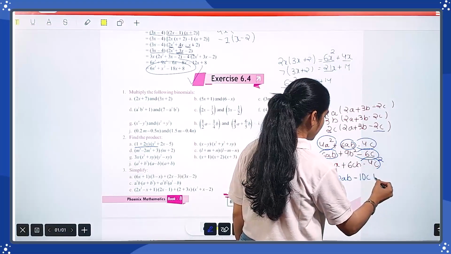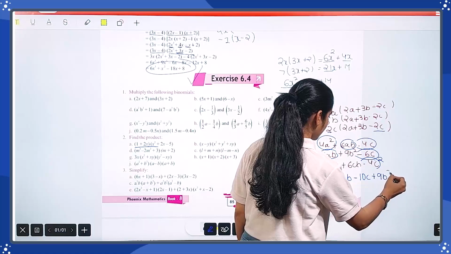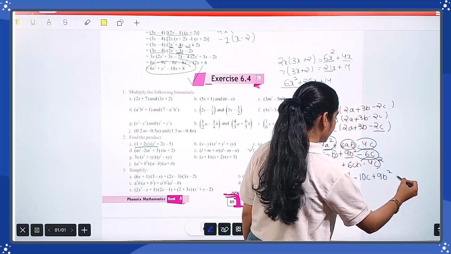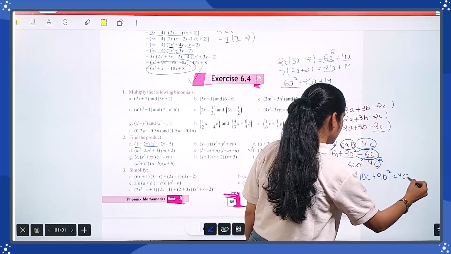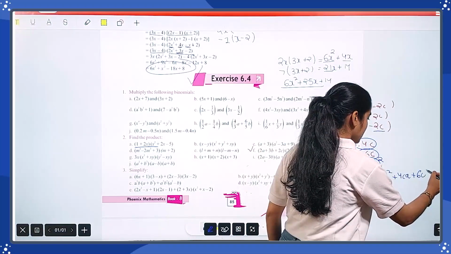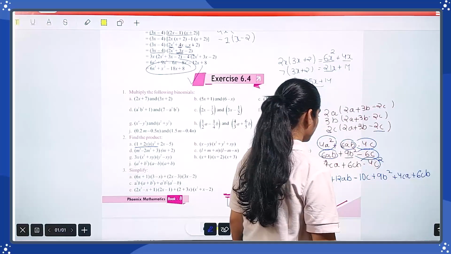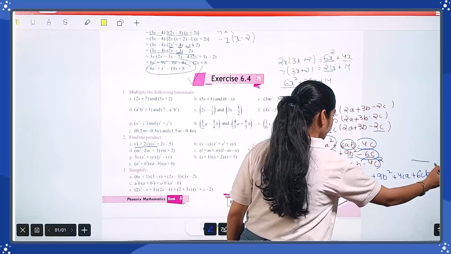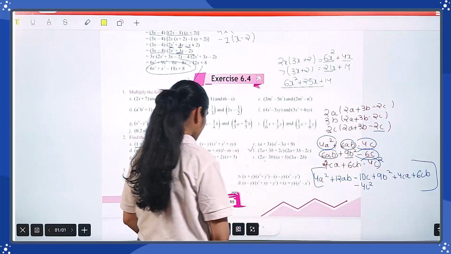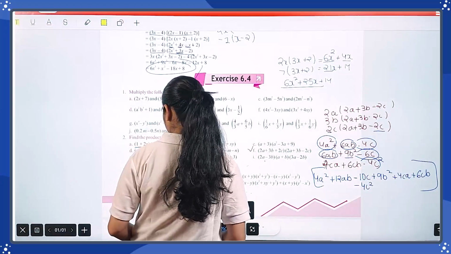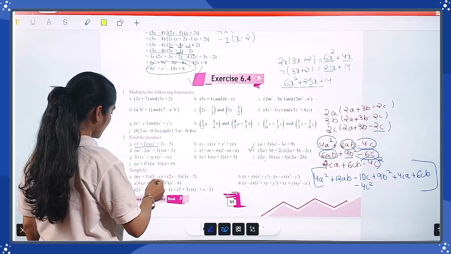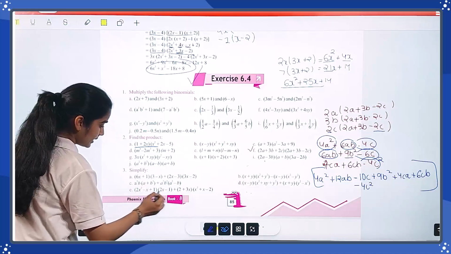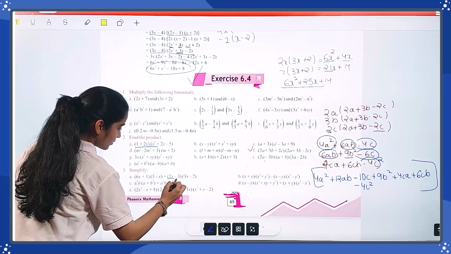Next we have plus 9b square, 9b square completed, plus 4ca plus 6cb minus 4c square. This is your final answer. Okay, so I hope students this is clear to you. Next we have to simplify this. So how you have to simplify: first solve this one and then solve this one.